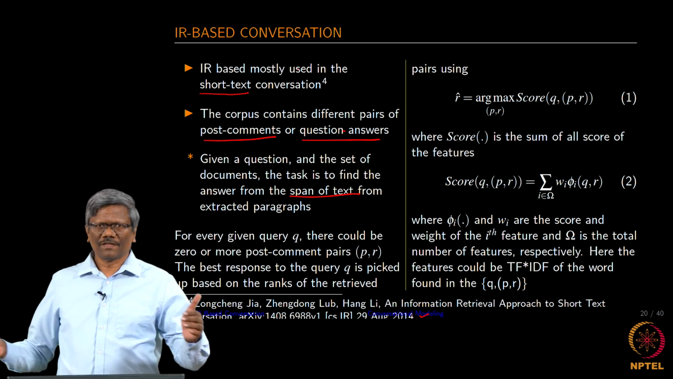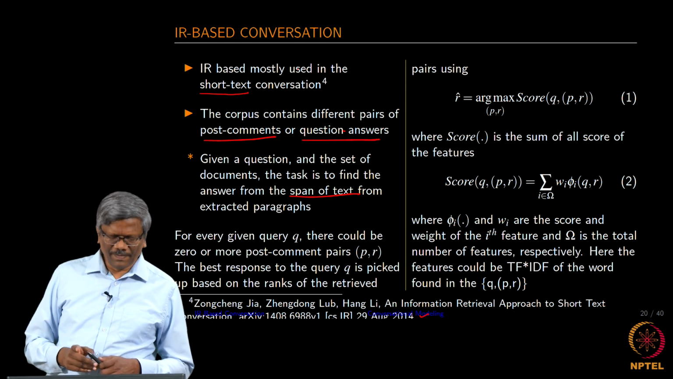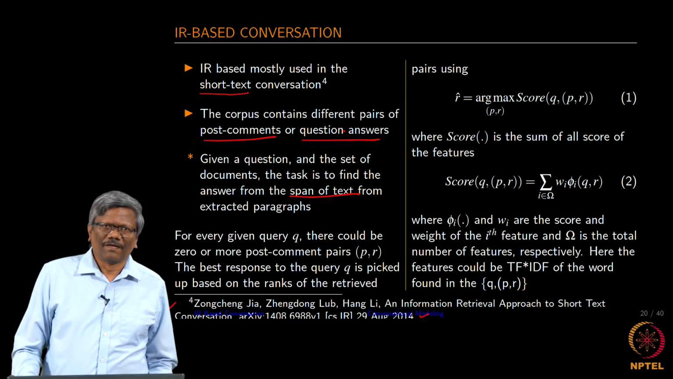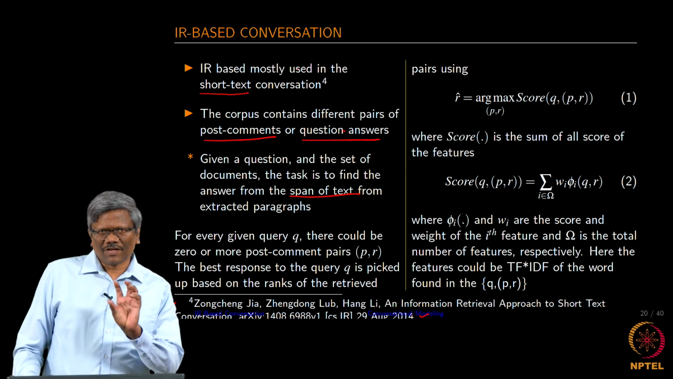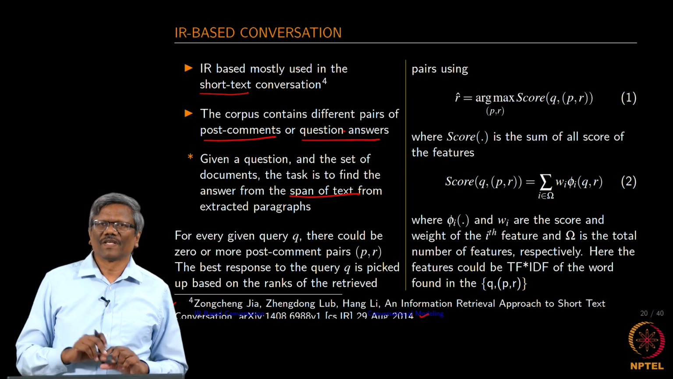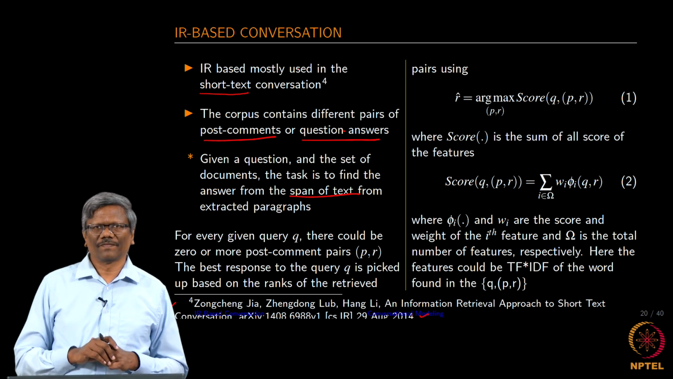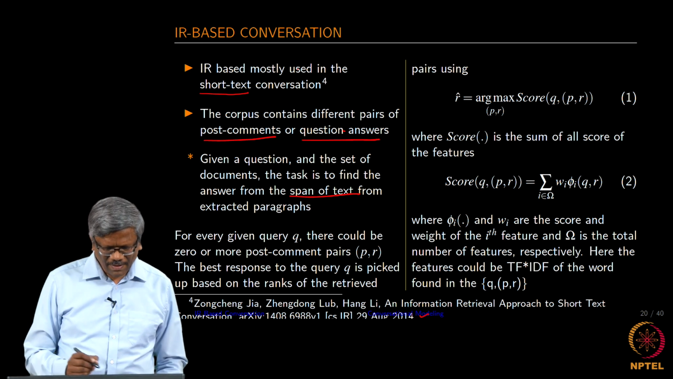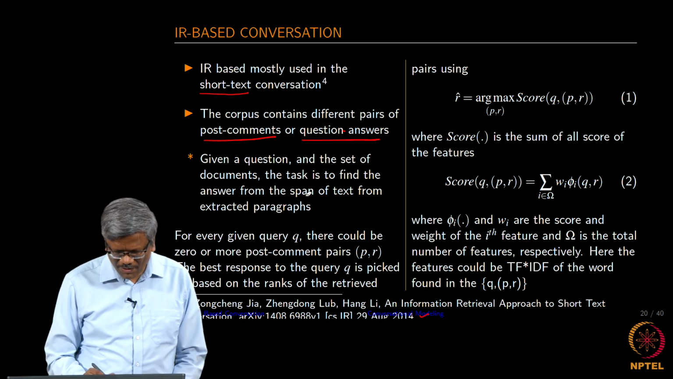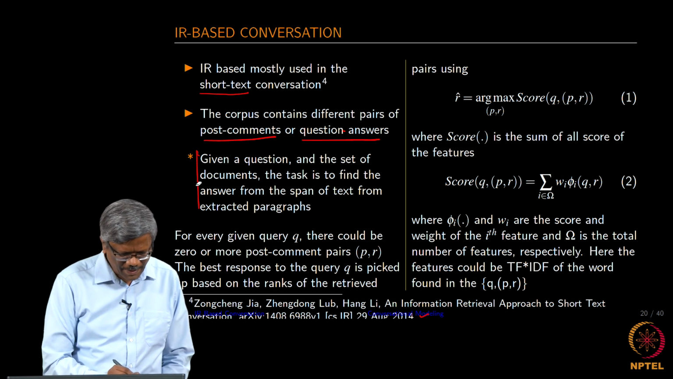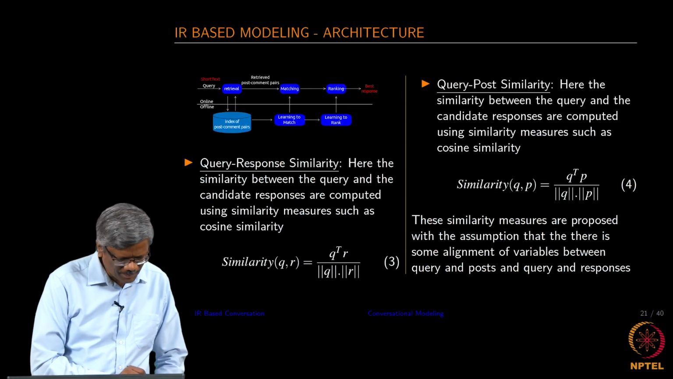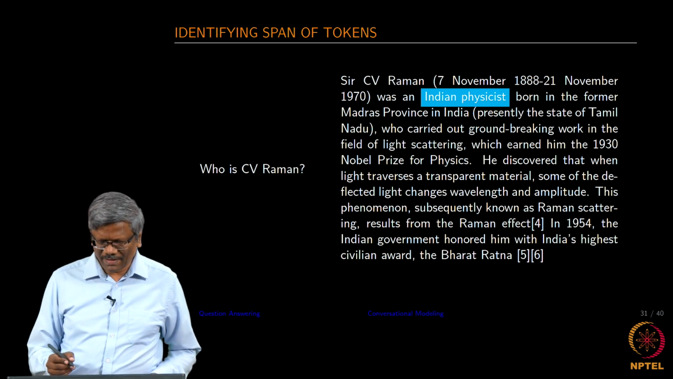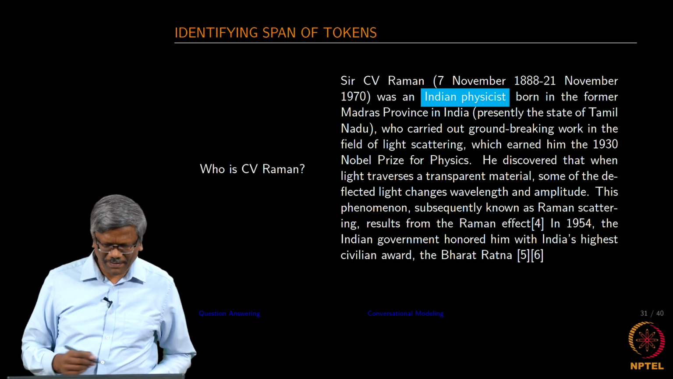Okay. So, once the paragraphs where the query matched with the responses are found, we want to extract only a portion of the text, not the entire paragraph. Okay. So, the portion of the text could be the span of text. So, let us take a small example here to understand what the span of text is, and then we will go back to the information retrieval model for conversation.